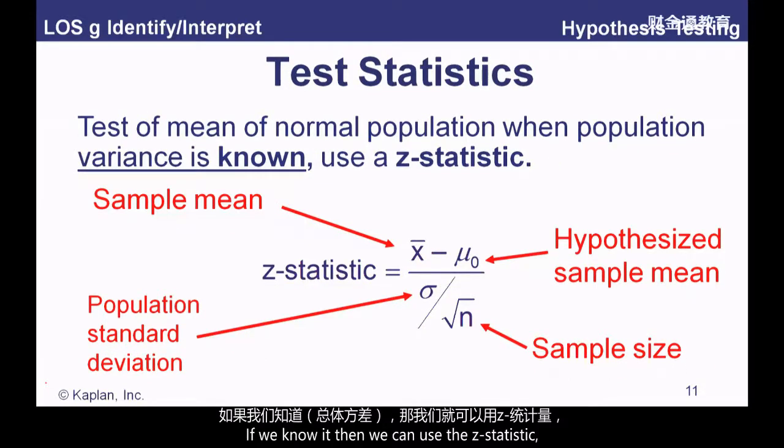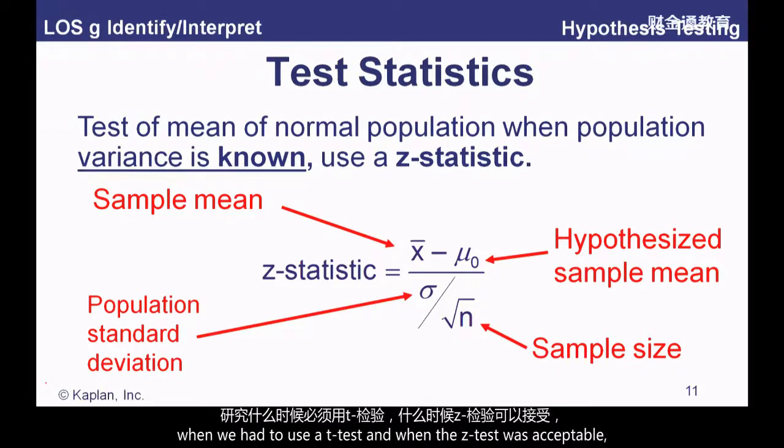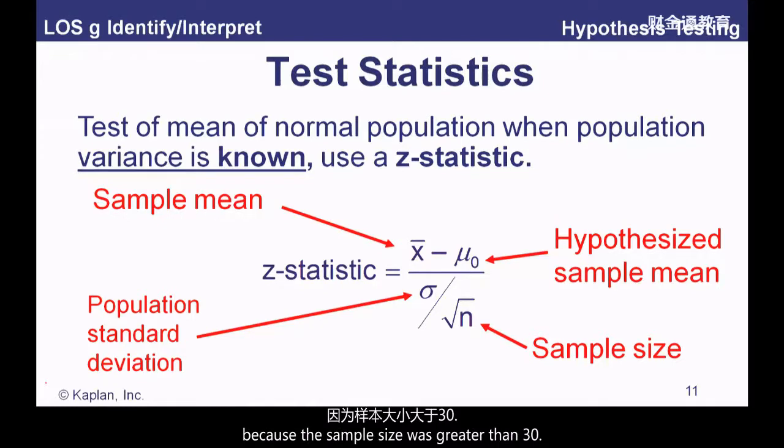If we know it, then we can use the z statistic. And remember, in an earlier reading, we had that table where we got into that. So here is just a more general approach to that, where we're saying use a t statistic, and we've kind of ignored sample size here, which we paid a lot of attention to in the other reading, describing when we had to use a t-test and when a z-test was acceptable because the sample size was greater than 30.